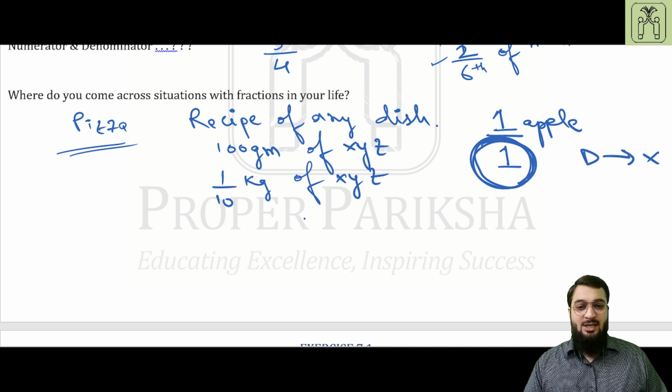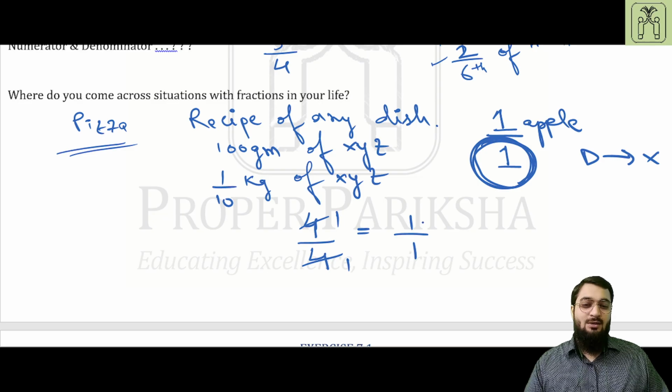Like if you say that I ate all the 4 slices of a pizza, and the total slices were also 4, therefore it will be 4 divided by 4, which is 1 upon 1. Therefore, you ate one full pizza out of one full pizza in your lunch, dinner, etc.